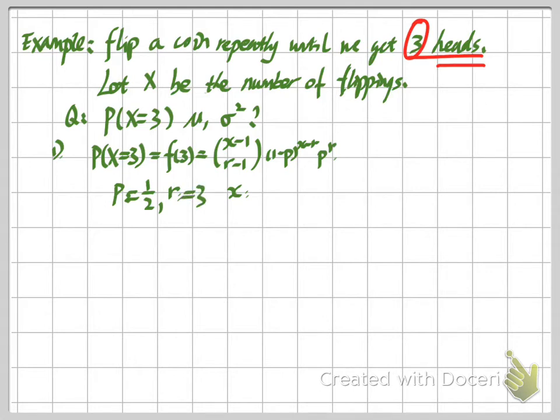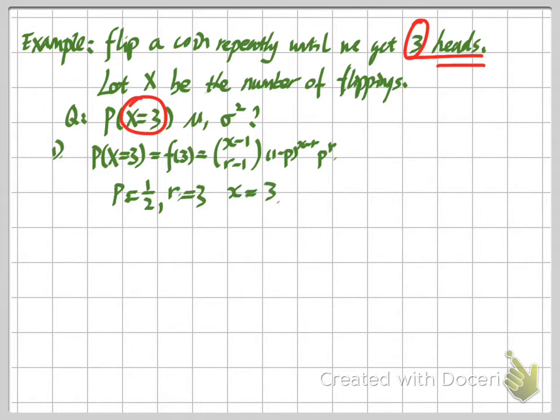And the last one is what is our value for x. So here in the question they ask us what is the probability of X equals 3. So that means this is capital X equals small x. So here small x is the position, 3. So in this question we have small x equals 3.